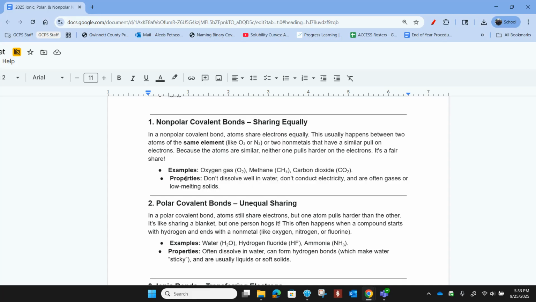They all have an equal pull of the electrons. So important properties are that nonpolar do not dissolve well in water. They do not like to dissolve in water, like wax does not like to dissolve in water. They do not conduct electricity, so they will not help you light up a light bulb. They will not help you charge your cell phone. And they're often gases and have very low melting points. So they're low melting solids, meaning they will melt at very low temperatures. Like if you were to put wax on a hot plate, it would start melting almost right away.